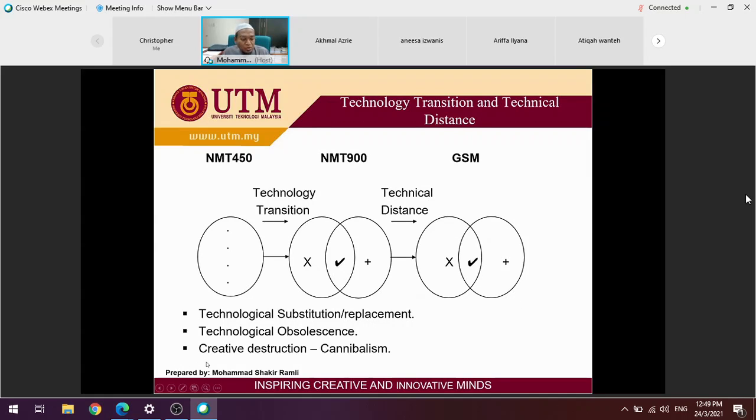Okay, and another lesson we can learn from this study is technological obsolescence. A few technologies became obsolete. What is meant by obsolescence? The new technology outcompetes the old one. The stronger or the better one outcompetes the old technology, and the old becomes obsolete. This is the technological obsolescence phenomenon.